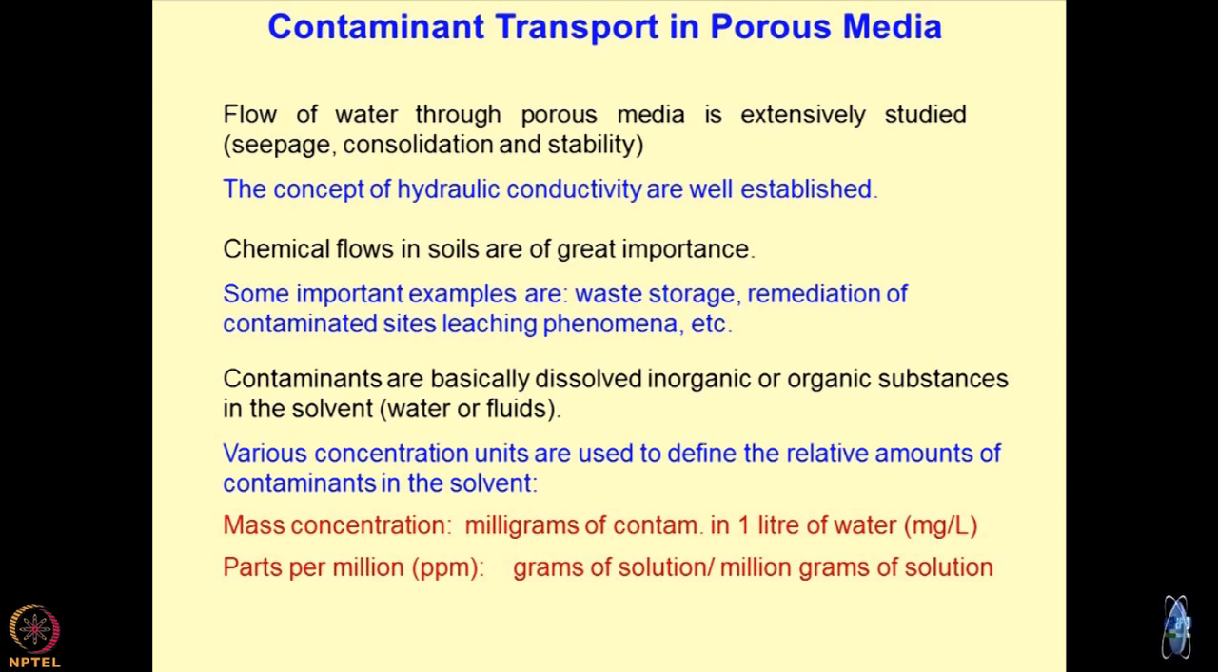Another unit could be parts per million. So, parts per million is 1 gram of the solute which is dissolved in a million grams of the other solution. I am sorry, this should be the grams of the solute divided by millions of grams of the solution. So, please correct this. This is not correct. It should be the grams of the solute which is dissolved in the solvent, per million grams of solvent.